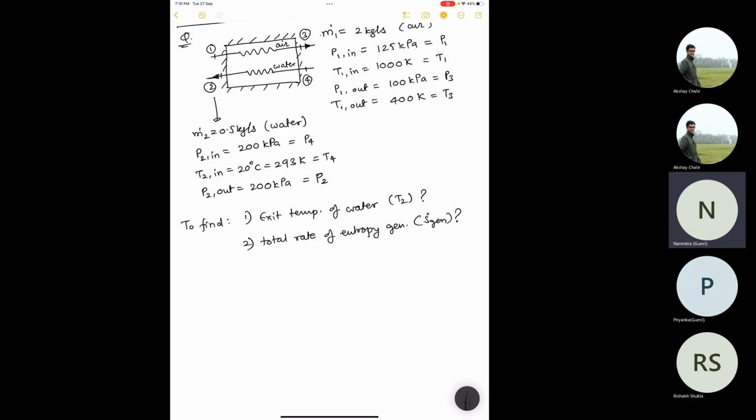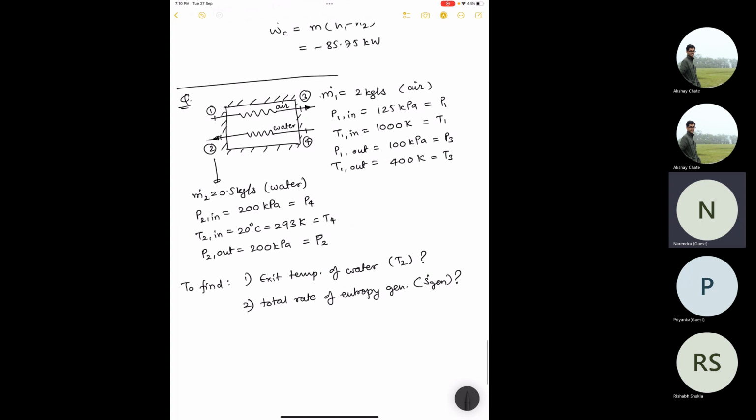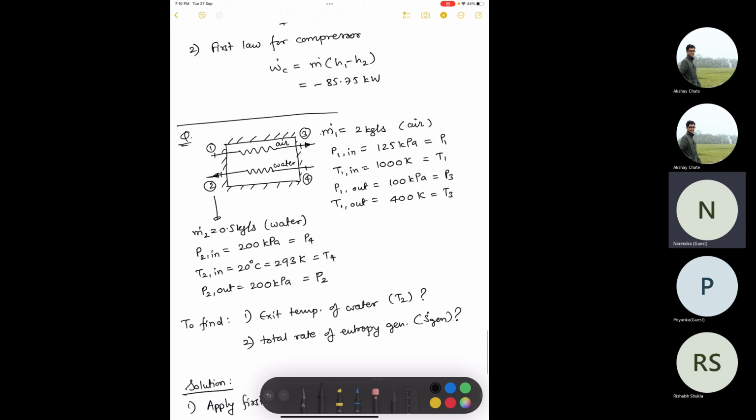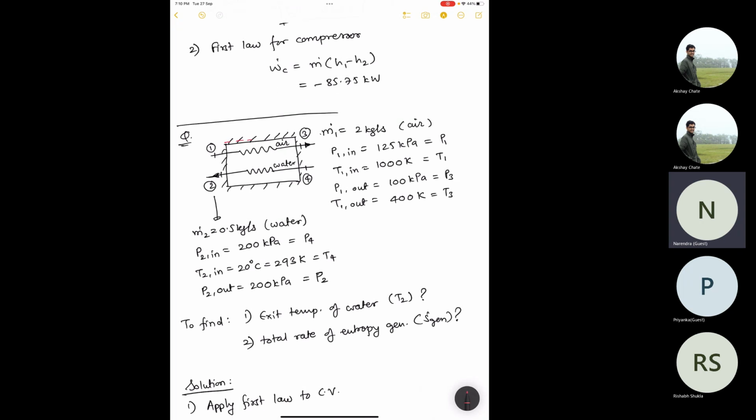So now, this is a steady state process. Whenever nothing is mentioned, you can assume it as a steady state process. So by that logic, I'll now start with the first law. Apply first law to control volume. And what is your control volume? Your control volume is the whole heat exchanger.